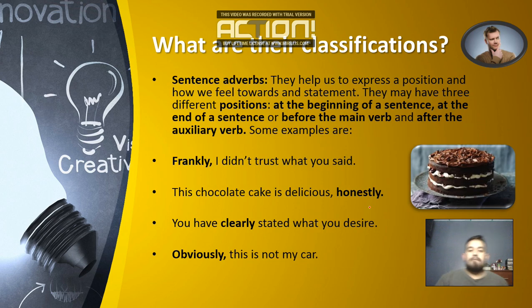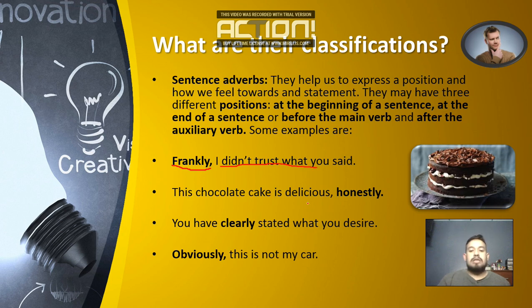Sentence adverbs. They help us to express a position and how we feel towards a statement. They may have three different positions: at the beginning of a sentence, at the end of a sentence, or before the main verb and after the auxiliary verb. Some examples are frankly. This is the adverb and is referring to an opinion that I may have regarding this sentence. I didn't trust what you said.